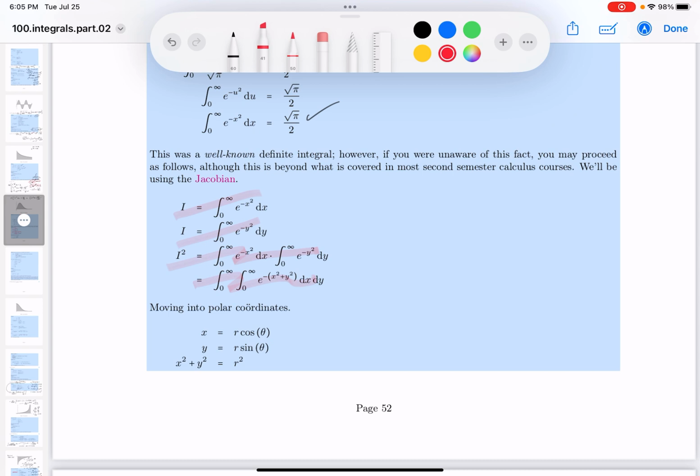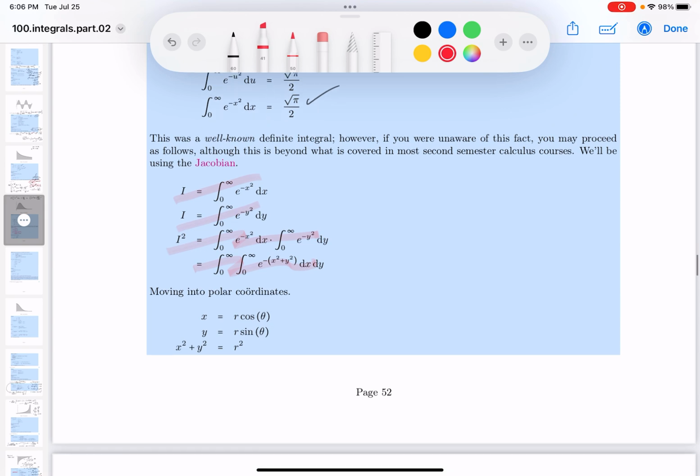Later in this worksheet, we're going to see a lot of these double integrals. And where does that double integral come from? Well, if you do I times I, what are you going to get? E to the minus x squared times e to the minus y squared. We just sum the exponents together. It's going to be minus x squared minus y squared. And you do get a dx dy or a dy dx, depending on what order you're putting it in.